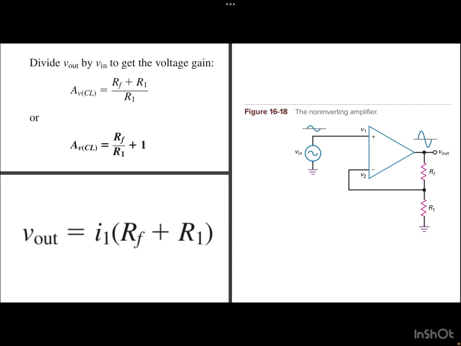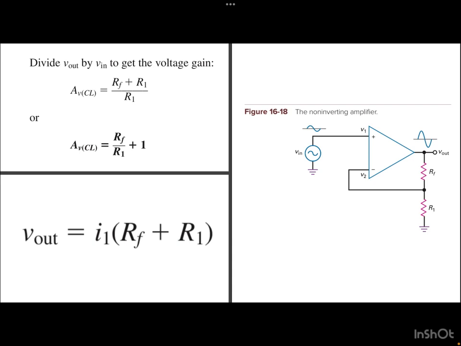This feedback voltage is almost equal to the input voltage because of the high open loop voltage gain. The difference between V1 and V2 is very small. Since the feedback voltage offsets the input voltage, we have negative feedback. There is also a virtual short between V1 and V2.